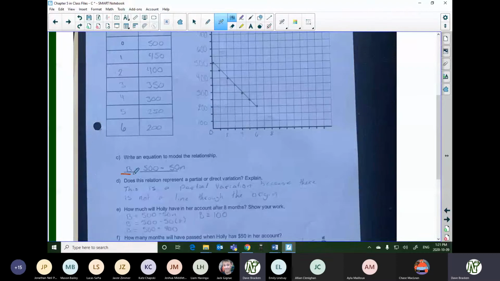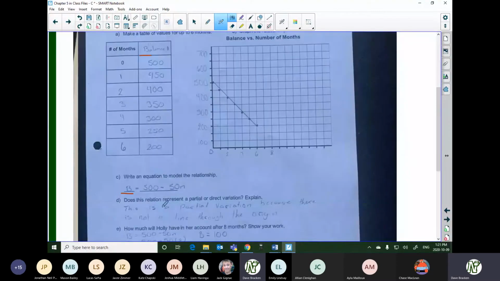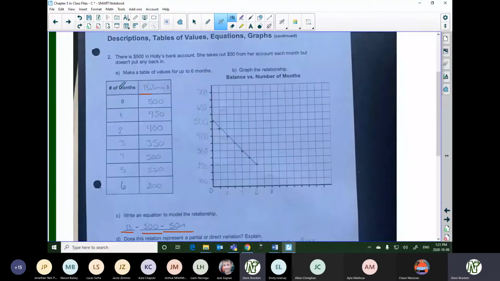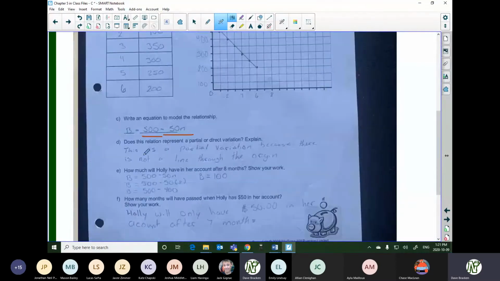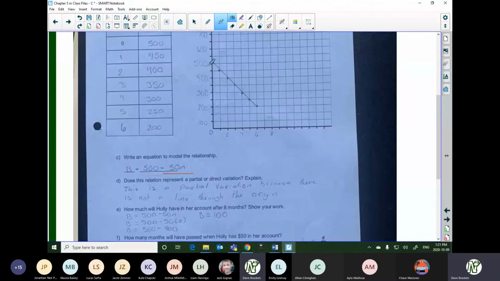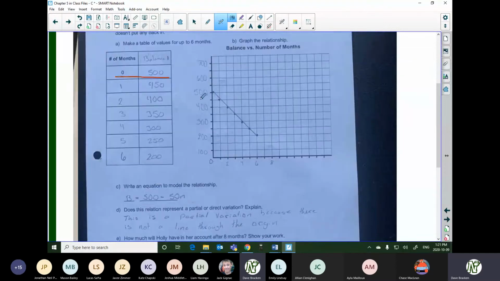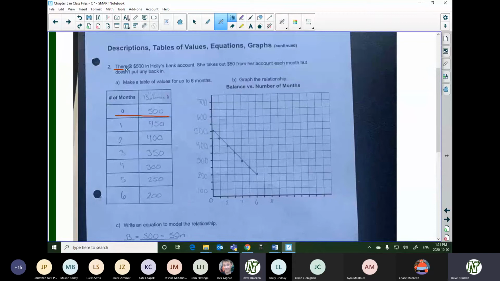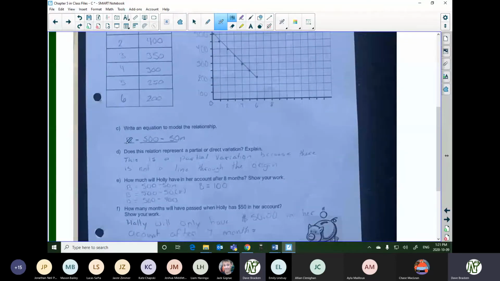The equation, your balance, I love that. Balance, B, is 500 up front, take away 50 times the number of months. What a great equation. Okay, this is partial because the line does not go through the origin. This is partial because it's 0 and 500 in the table. This is partial because when she opens up the bank account, she puts 500 in immediately. And this is partial because the equation is y equals mx plus b. If you went minus 50n plus 500, it looks like y equals mx plus b.